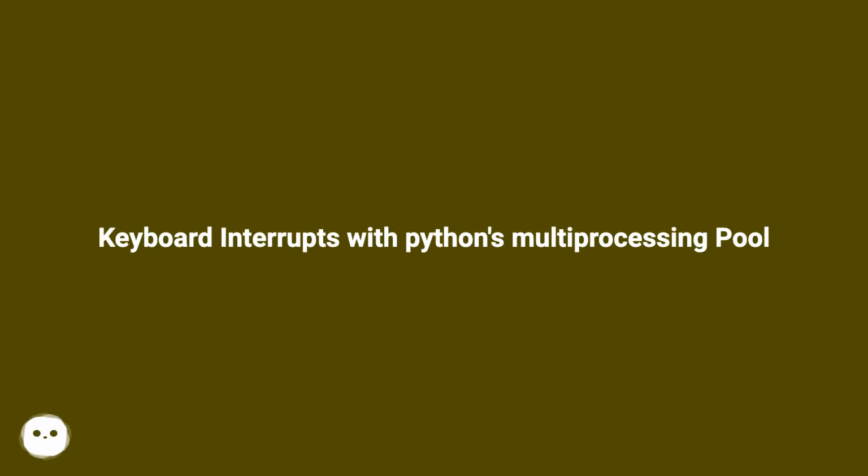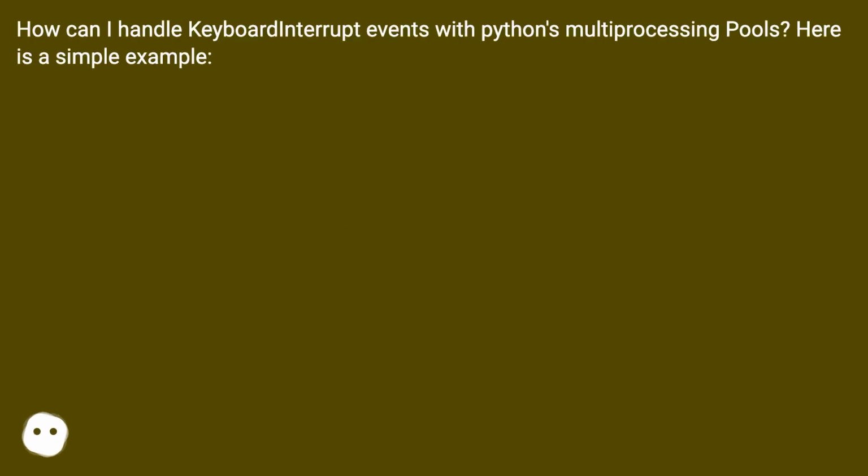Keyboard interrupts with Python's multiprocessing pool. How can I handle keyboard interrupt events with Python's multiprocessing pools? Here is a simple example.